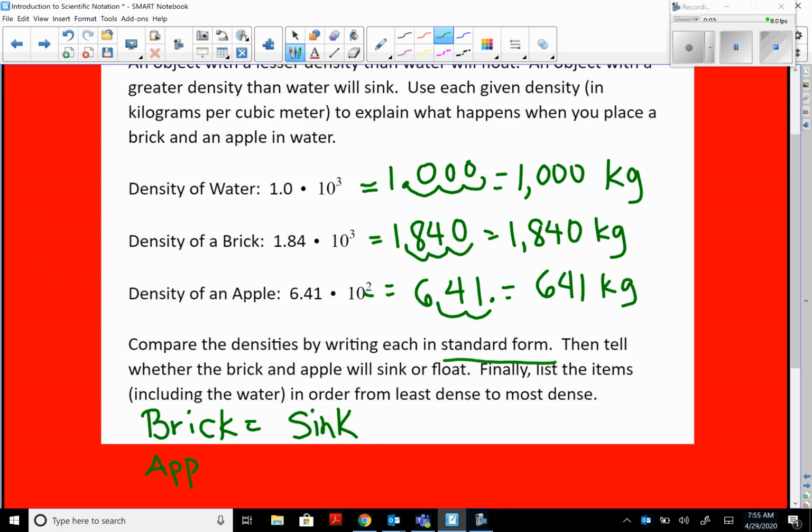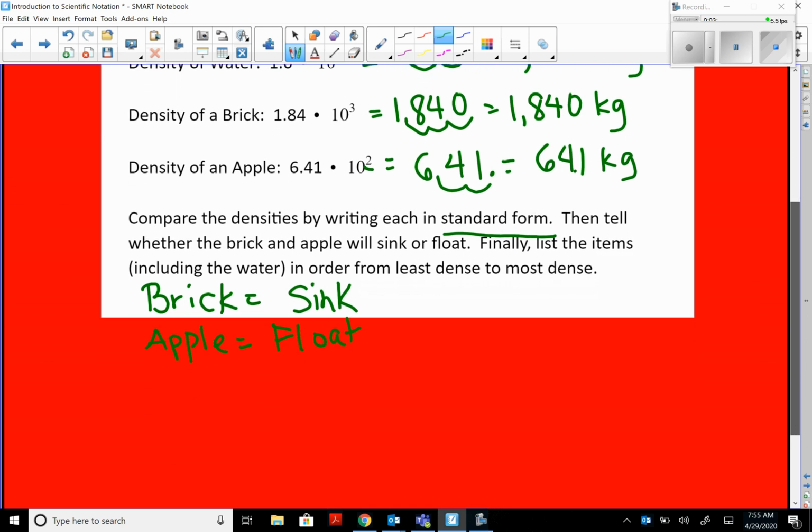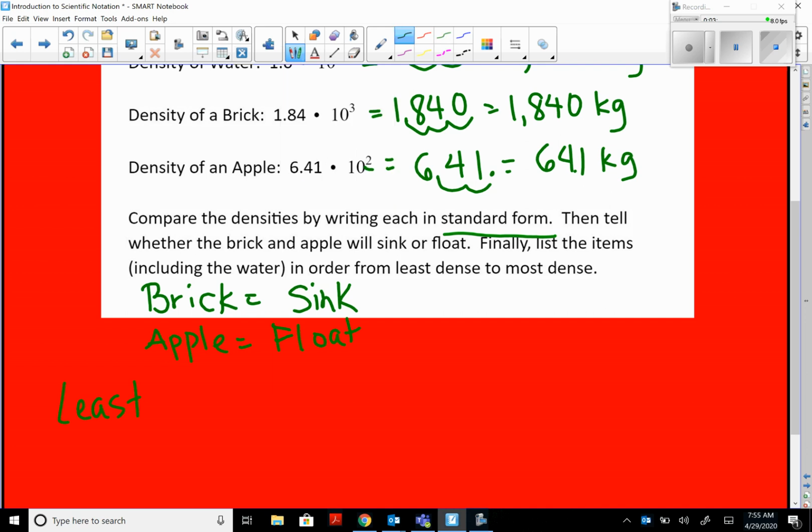If you look at the density of the apple, it is less than the density of water. 641 is less than 1,000, which means the apple is actually going to float in the water. And then the last direction is that we need to list the items in order from the least dense. So I'm going to write least to the most dense. So the least would be the apple, followed by the water, and then the most dense was the brick.